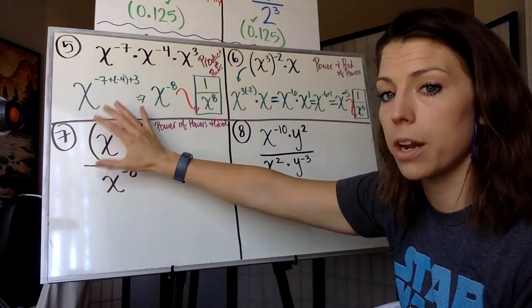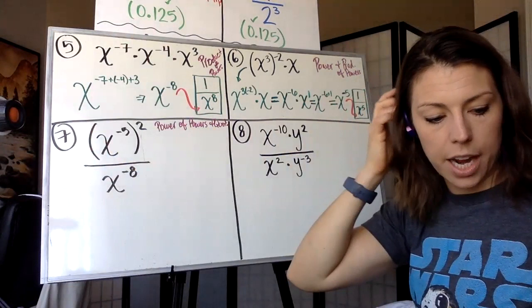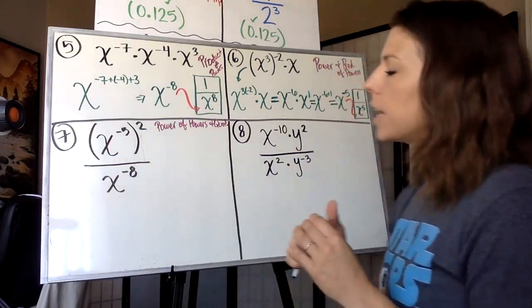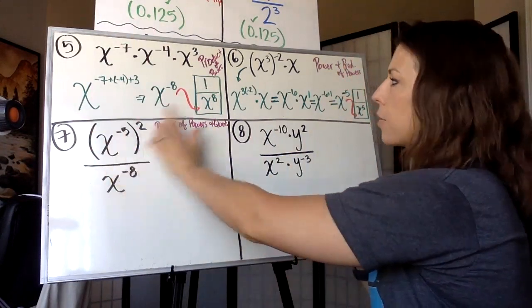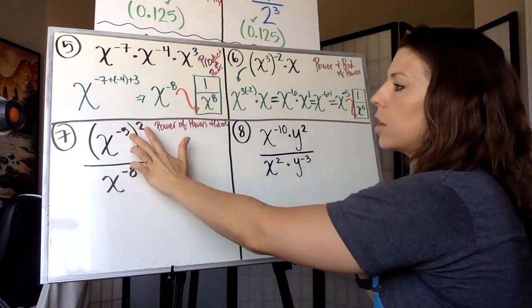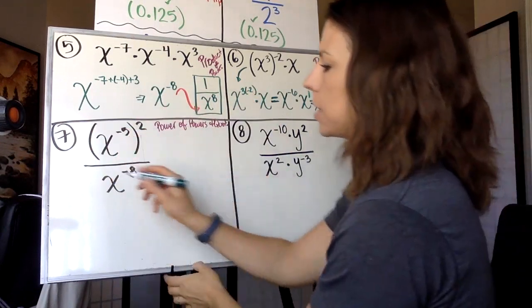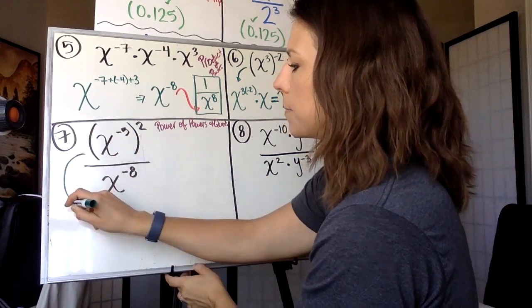Let's simplify the numerator. Then we'll be able to simplify the entire quotient. So here we go. How do you simplify a power of powers? Just like we did over here, you're going to multiply these exponents. So we're going to do this in a series of steps.